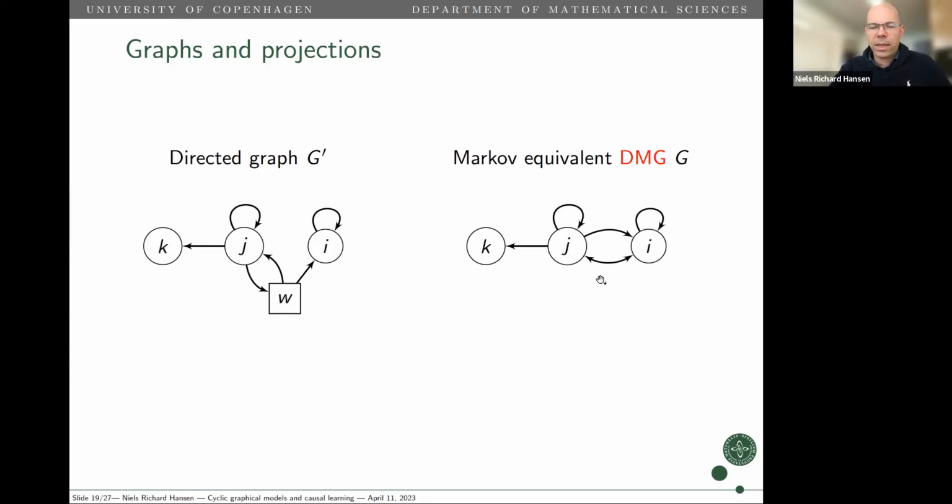So this is a standard graphical projection operation, also well known from acyclic graphs. And it can then be shown that the independence model among the observed variables i, j, k in the directed graph over here is the same as the independence model over here in the directed mixed graph.